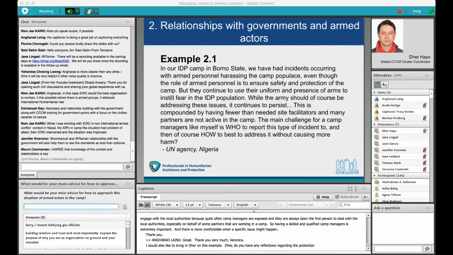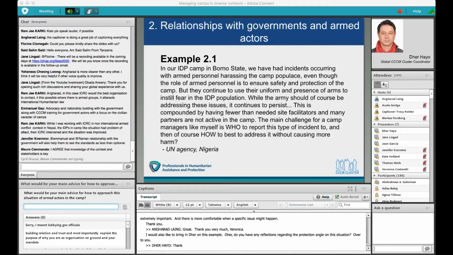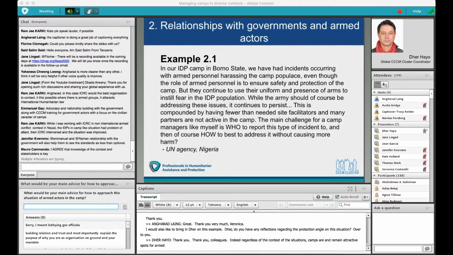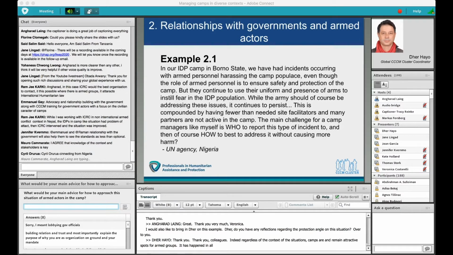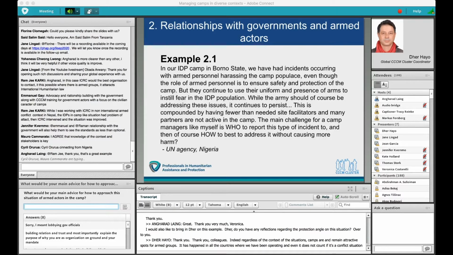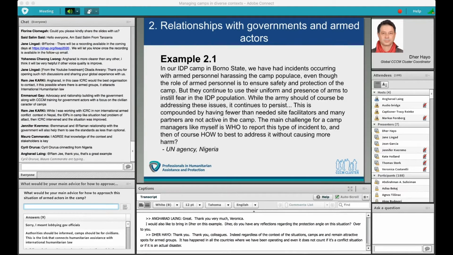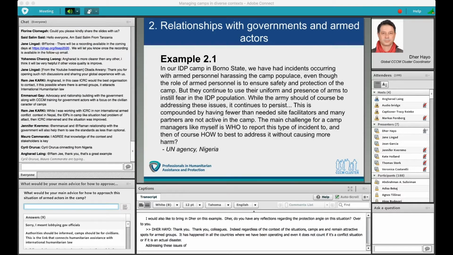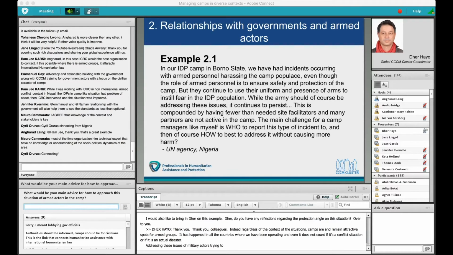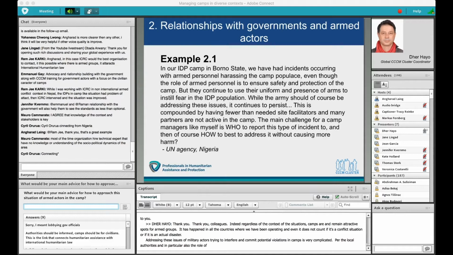Thank you, colleagues. Indeed, regardless of the context and the situation, camps are and remain attractive spots for armed groups. It has happened in all the countries where we have been operating, whether it is a conflict situation or a natural disaster. Addressing these issues of military actors trying to interfere and commit potential violations in camps remains extremely sensitive and complicated. The role of the local authorities, and in particular the role of the host communities, is essential and critical in these kinds of circumstances.